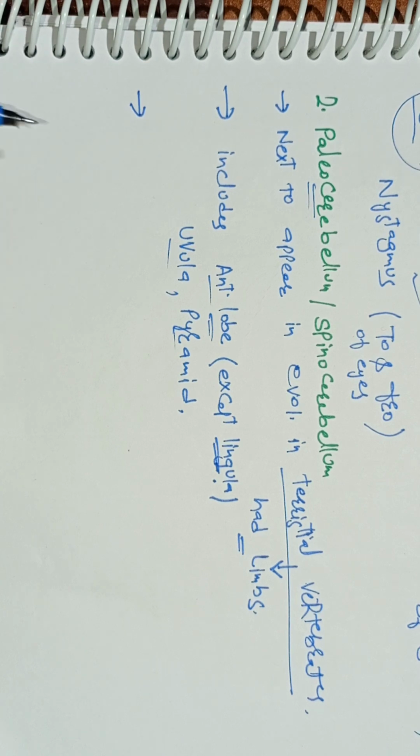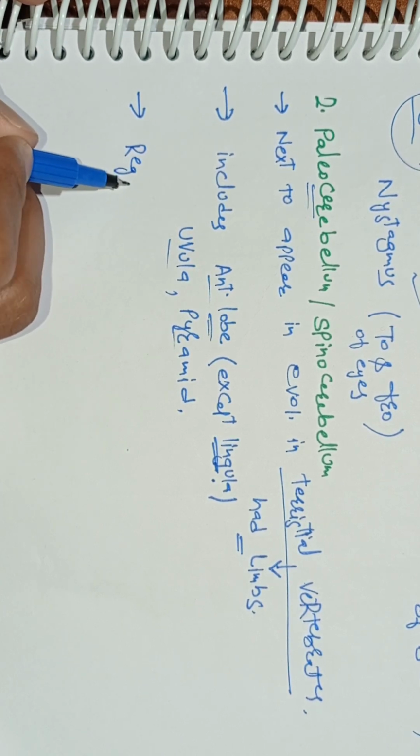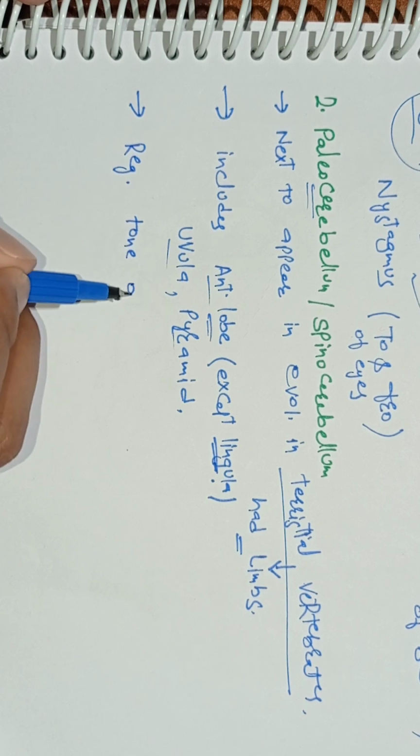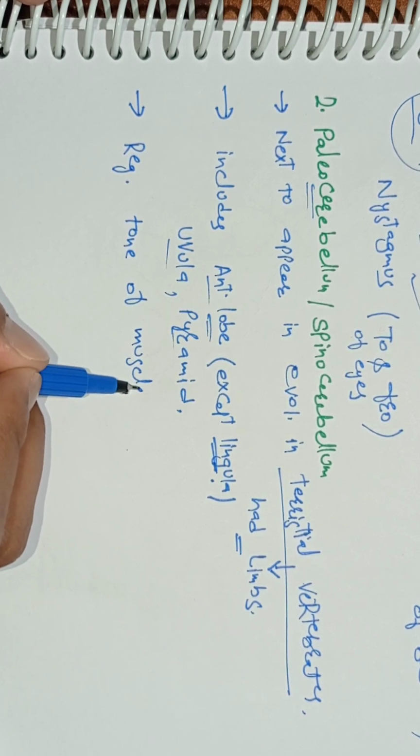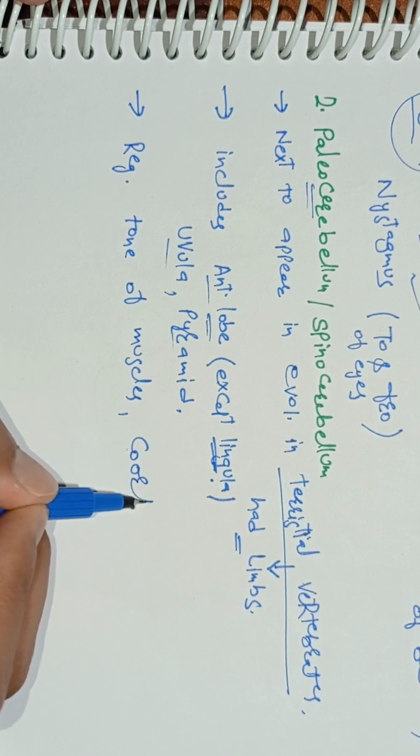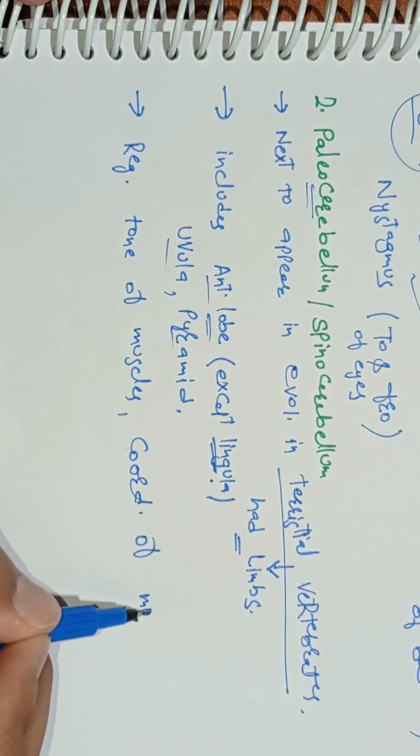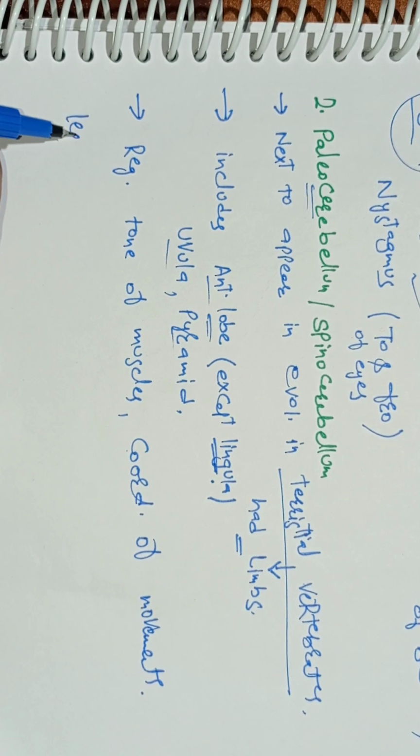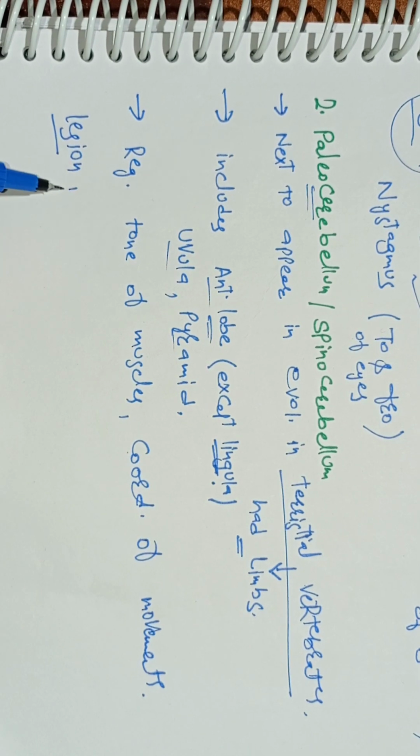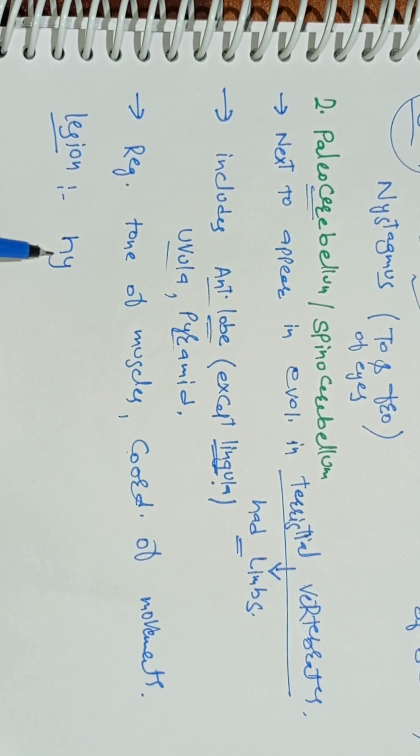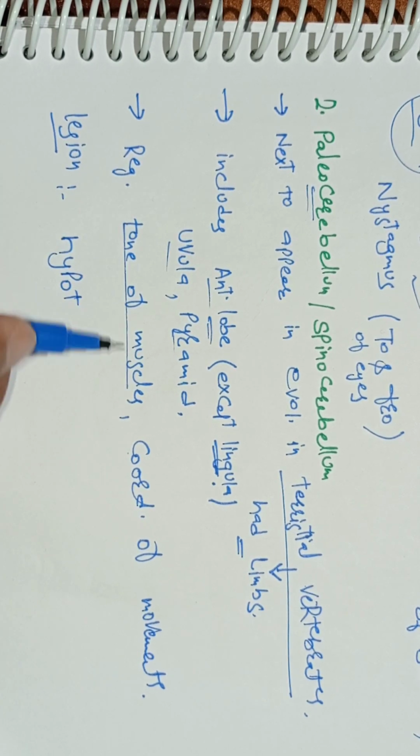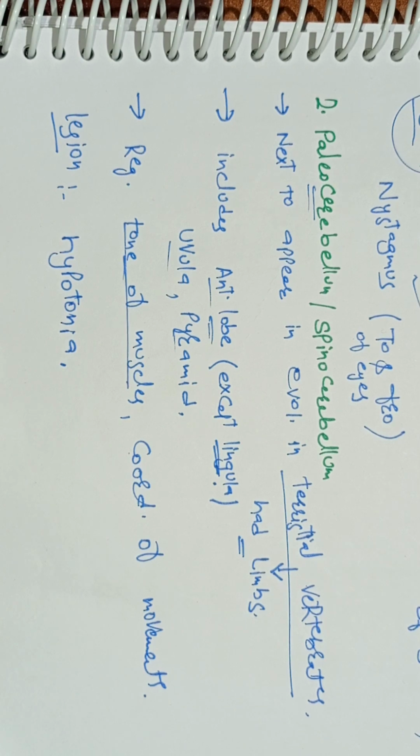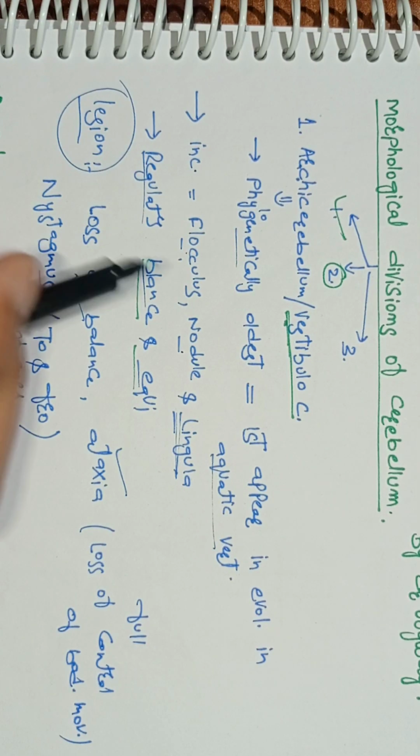Third point in this morphological division: what is its function? It regulates tone of muscles and it also regulates coordination of movements. Now, the clinical point: what if there is a lesion of this morphological division of the cerebellum? It will result in hypotonia. Why hypotonia? Because it regulates tone of muscles. If there is a lesion, the tone of muscles will decrease. So that completes the second morphological division of the cerebellum.